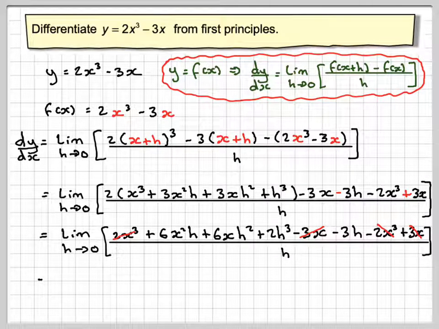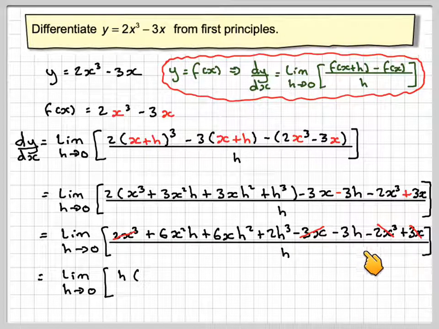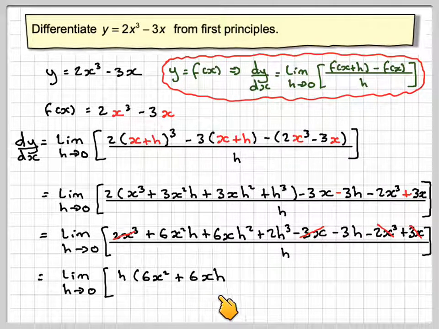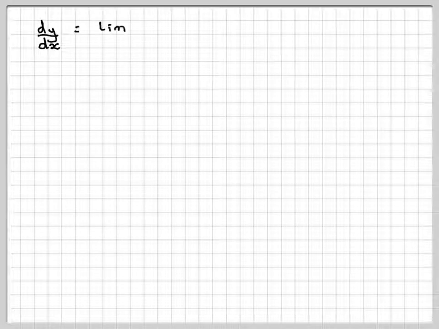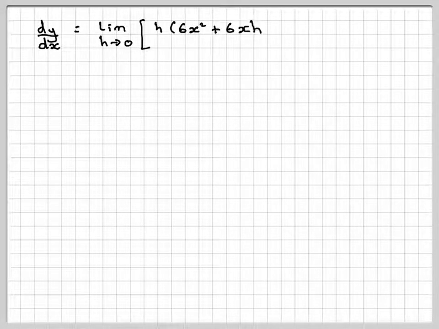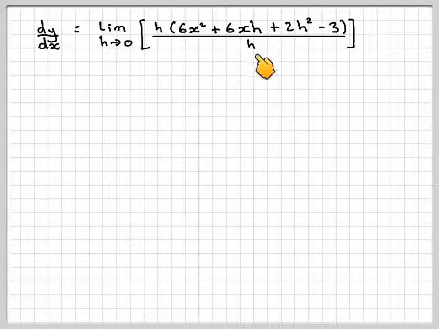So we're now going to be left with, taking out, there's an h as a common factor, so going to h times 6x squared plus 6xh plus 2h squared minus 3, all divided by h. Now, because h is extremely small but not equal to 0, we can cancel the h's, which we'll do next. So cancelling this h with this h here.